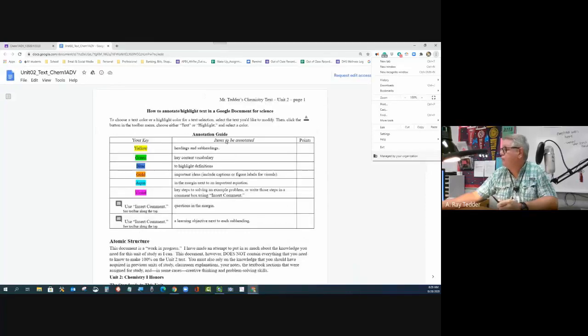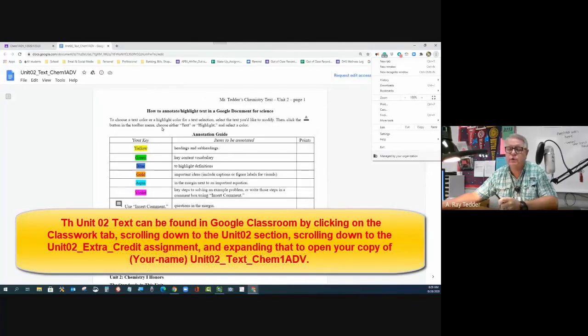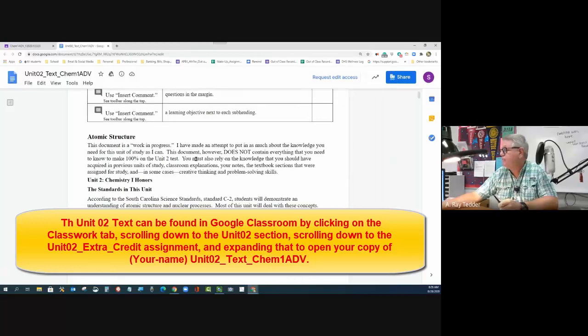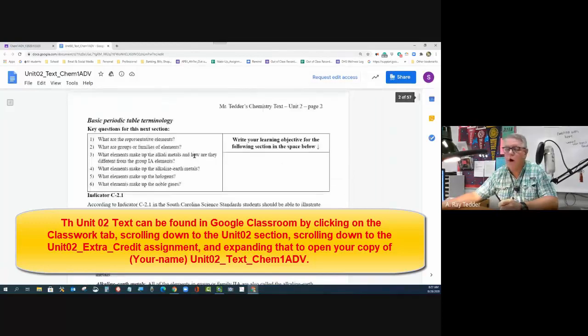All right, so this is the Unit 2 text. It looks a lot like, in the beginning at least, the Unit 1 text. And it covers everything that we're going to cover in Unit 2, in class or with distance learning or virtual learning, okay? All the stuff you learned in Unit 1, you still have to be able to do in Unit 2.